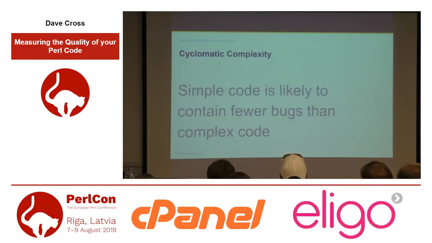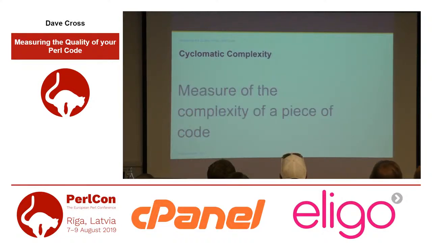And finally, the cyclomatic complexity one basically comes down to simple code is likely to contain fewer bugs than more complicated code. And I just wanted to take a little bit of a step aside to explain a little more about cyclomatic complexity, because people often haven't heard of it. Basically, it's a measure of the complexity of code, and you just count the branching points in the code, the number of loops, the number of if statements, and things like that in a subroutine.